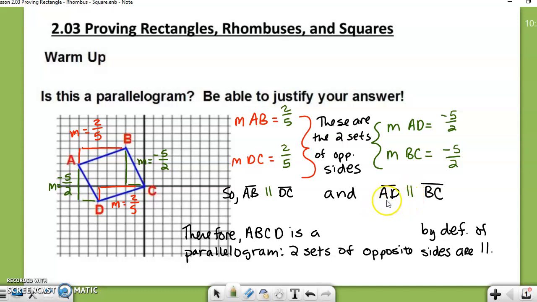And that's your symbol for parallel, is parallel to. Therefore, ABCD is a parallelogram. This is my shorthand for parallelogram. By definition, a parallelogram has two sets of opposite sides that are parallel.